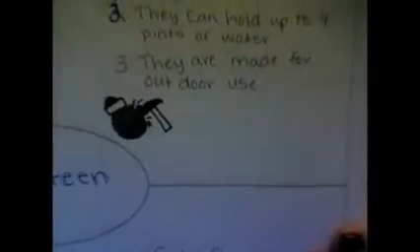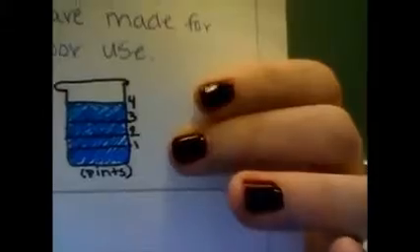In box 2, my first interesting fact was that canteens are very durable. My example of an illustration that shows this is a hammer banging on a canteen. My second interesting fact about the word canteen was that it can hold up to 4 pints of water. My illustration that displays this is a beaker with 4 pints of water filled. My third interesting fact about the word canteen was that they are made for outdoor use. My illustration that displays this is a sun.